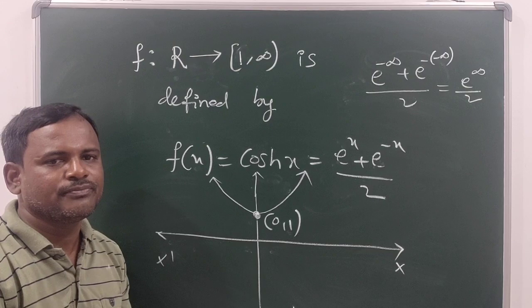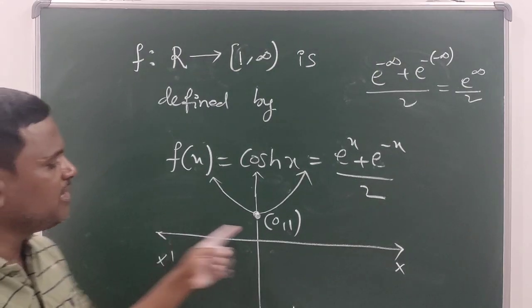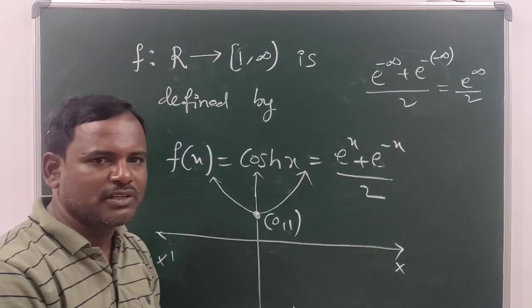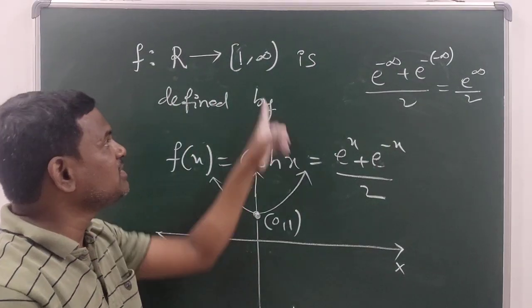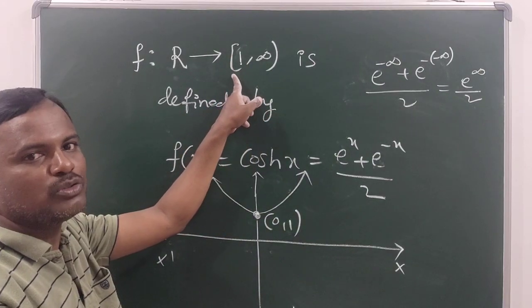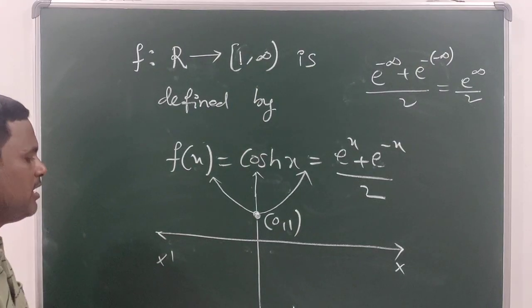Now, what is the domain of this function? It is defined on the entire real number set. So the domain is the set of real numbers, whereas the range is 1 to infinity. 1 is included, so I kept closed brackets here. 1 to infinity. Right.